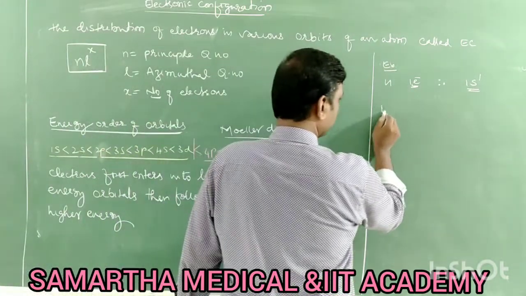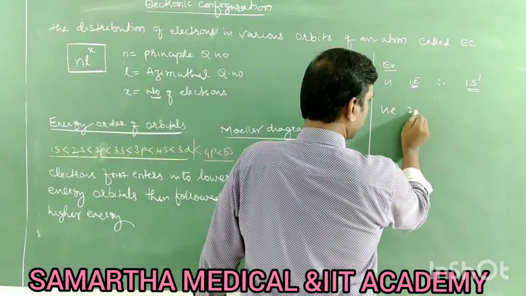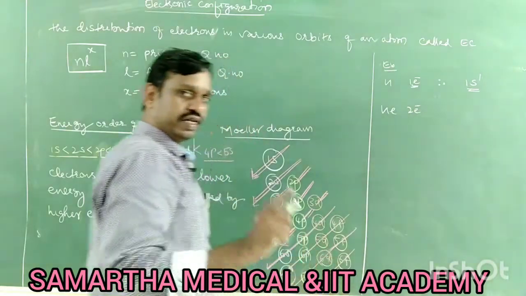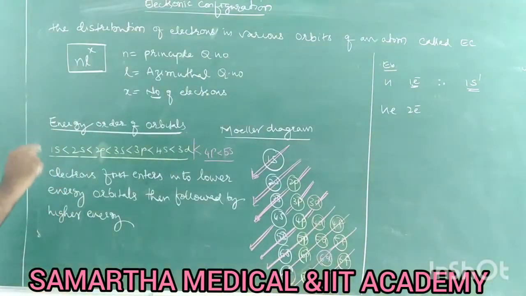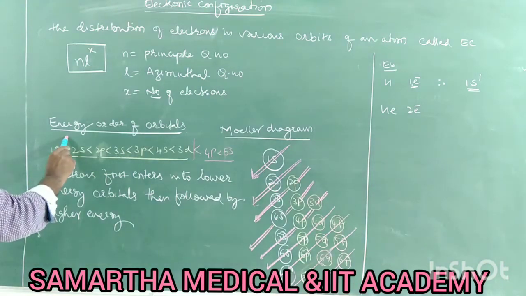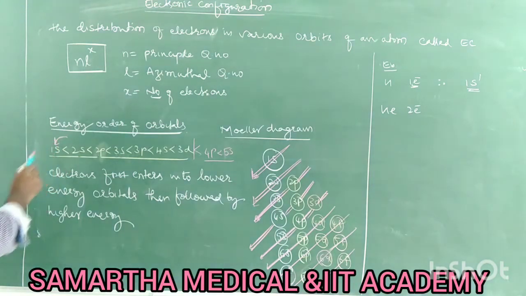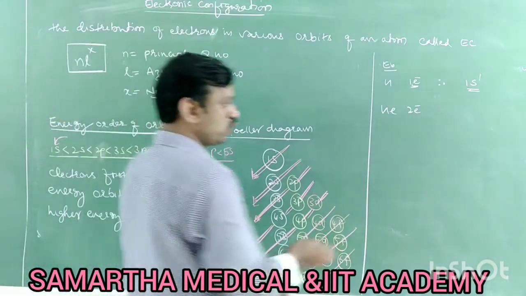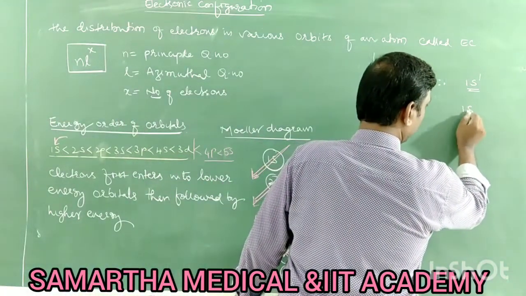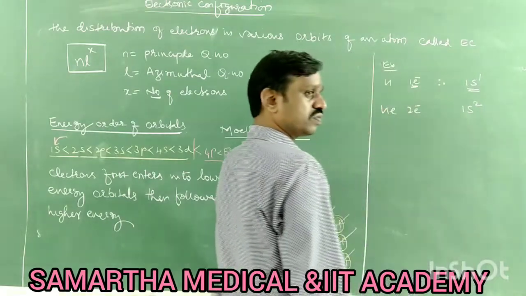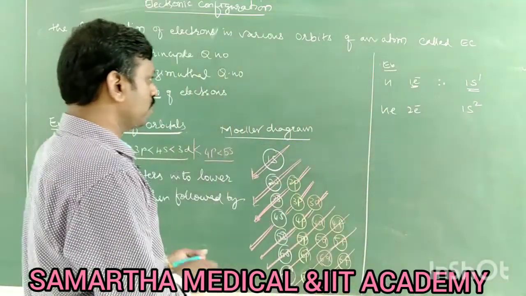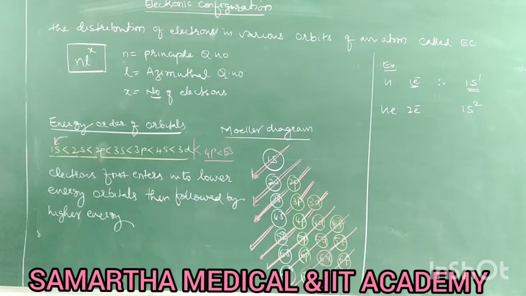Next is helium, He. Helium has 2 electrons. Those 2 electrons enter into which orbital? 1s, because the 1s orbital can accommodate a maximum of 2 electrons. Therefore here it is 1s2. Students, here is one more important point you need to remember: which orbital can accommodate how many electrons.